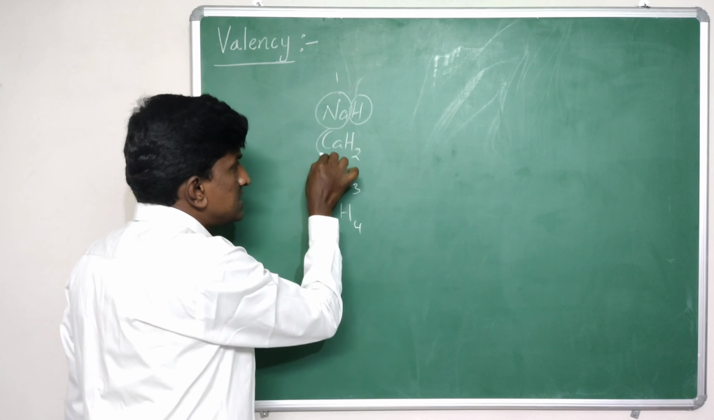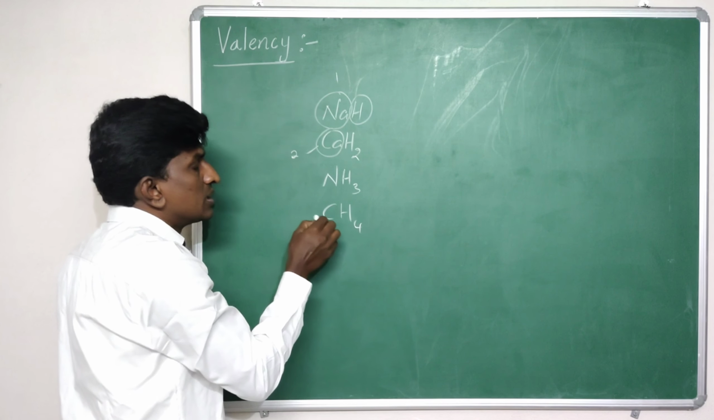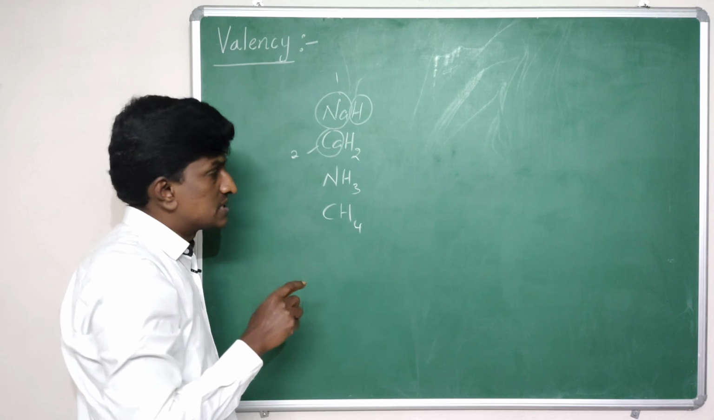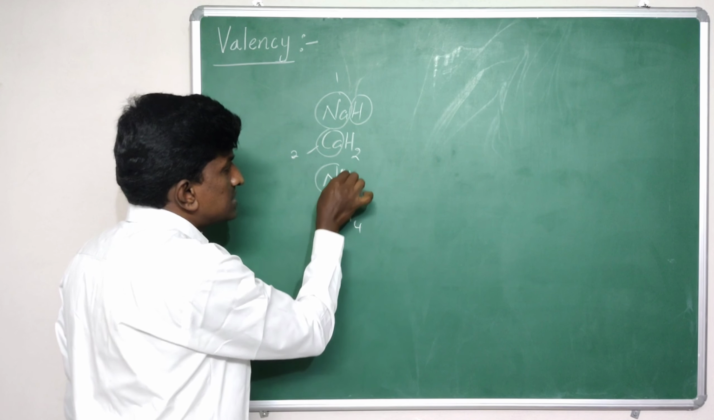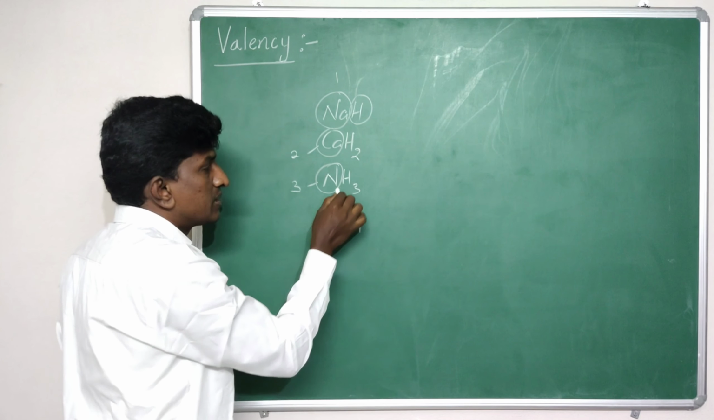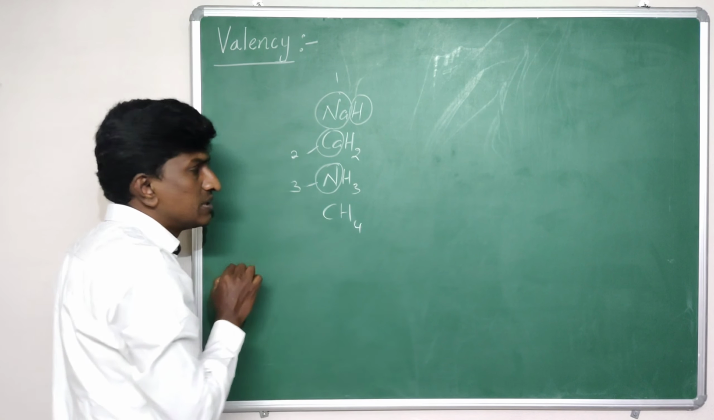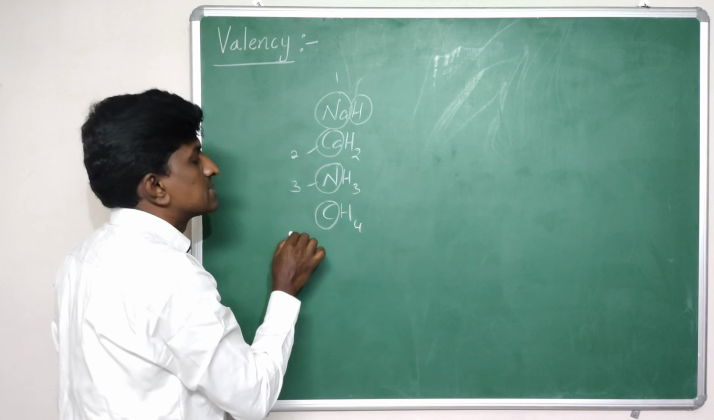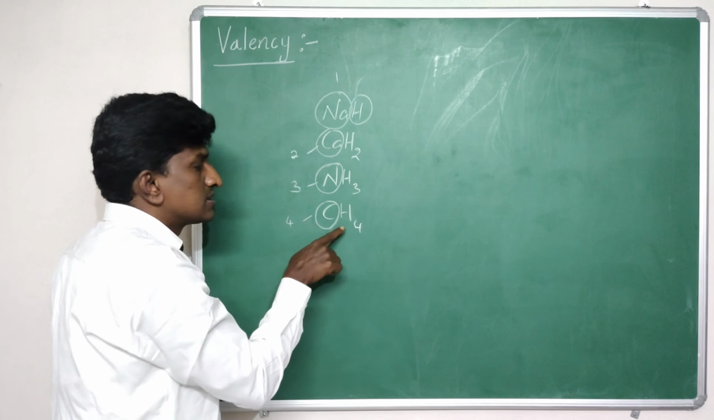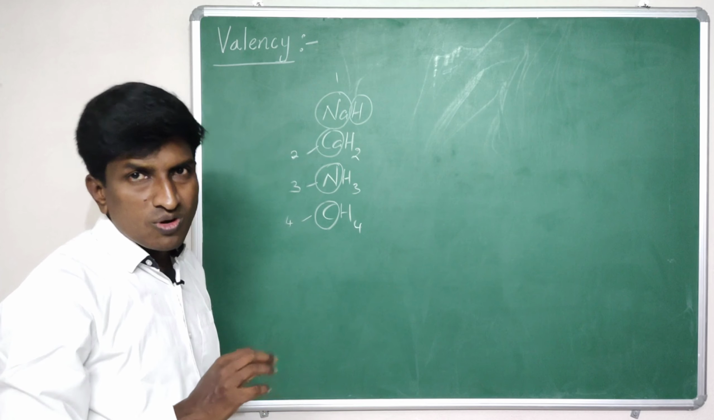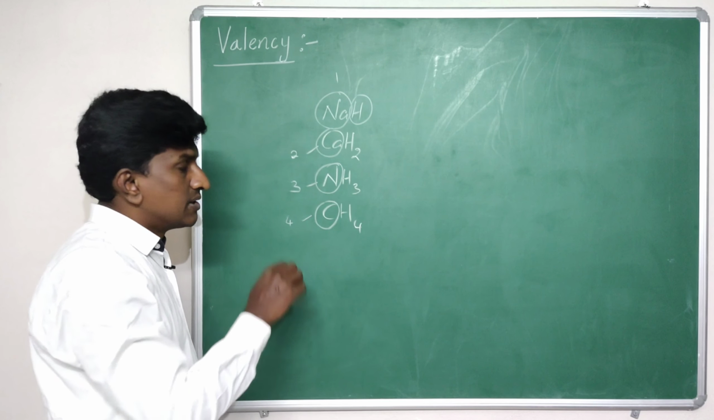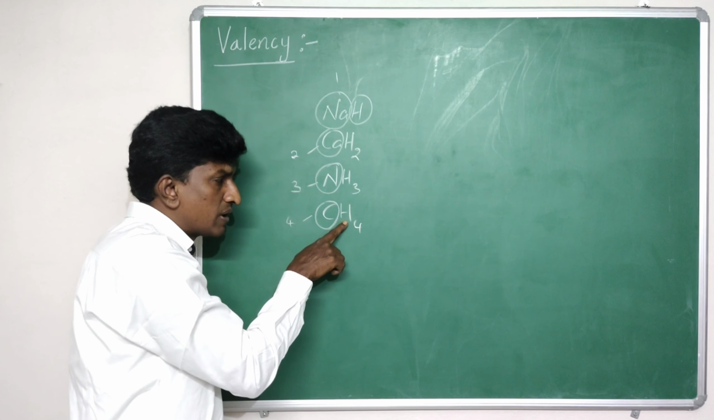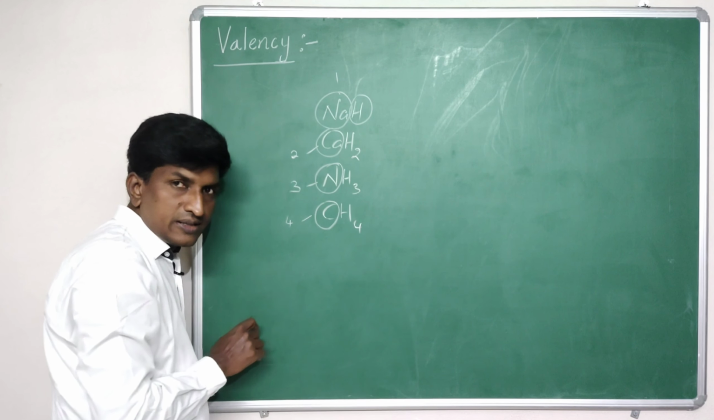Similarly, the valency of calcium is 2 because calcium has combined with 2 hydrogens. The valency of nitrogen is 3 because nitrogen has combined with 3 hydrogens, and the valency of carbon is 4 because carbon has combined with 4 hydrogens. In this way, the valency of an element is equal to the number of hydrogen atoms that it combined.